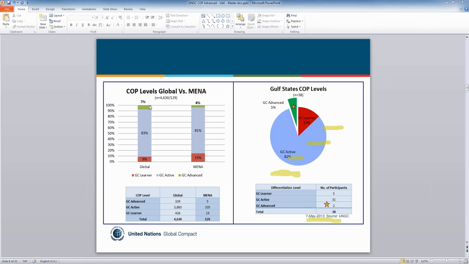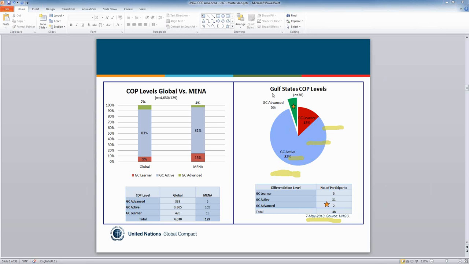And at the advanced level, we can see globally 7% of companies are reporting at the advanced. In the MENA region, only 4%. Again, this only shows an opportunity for companies in this region to join this very small group of advanced reporters and differentiate themselves from their peers.